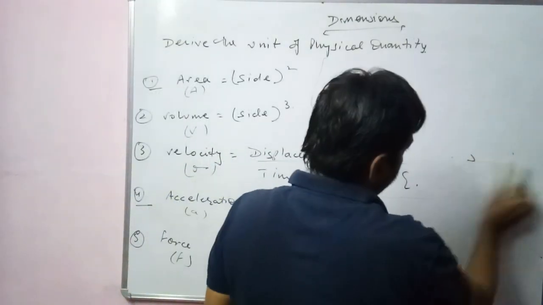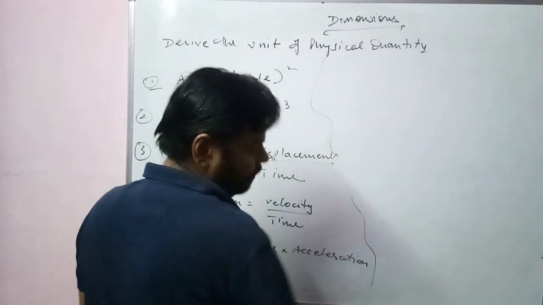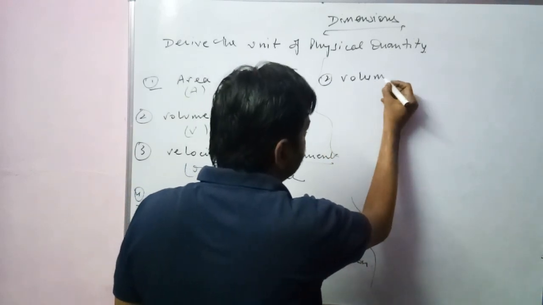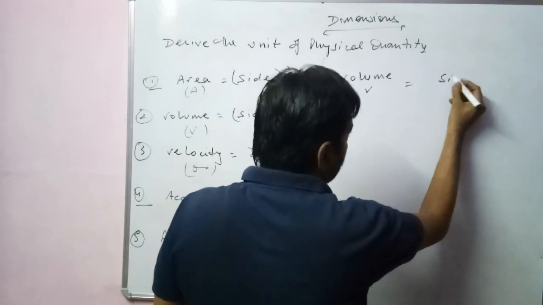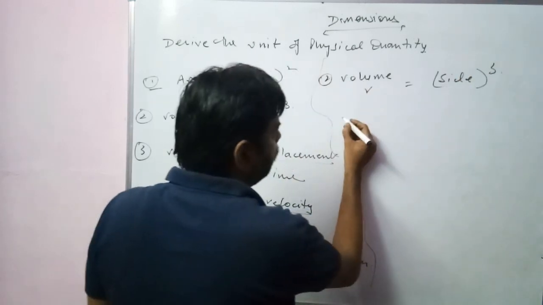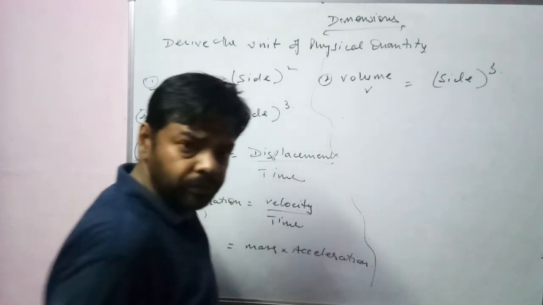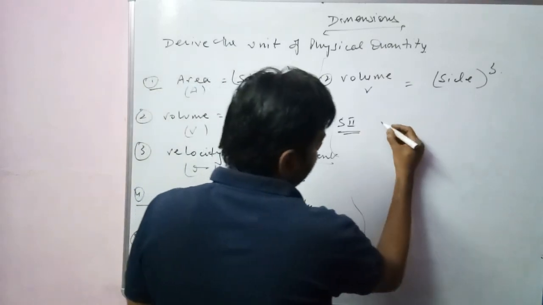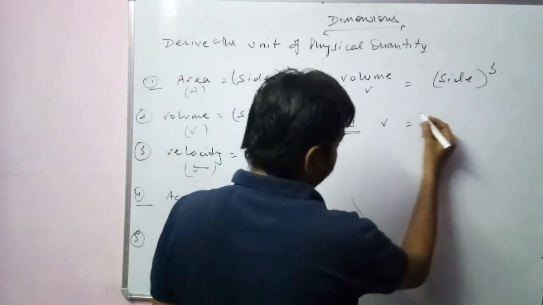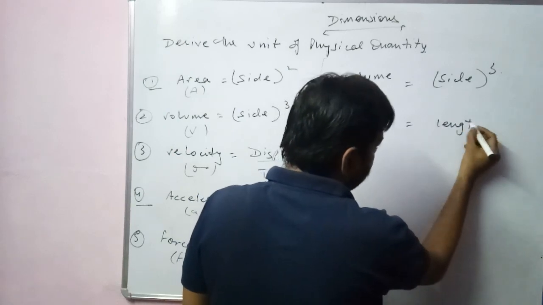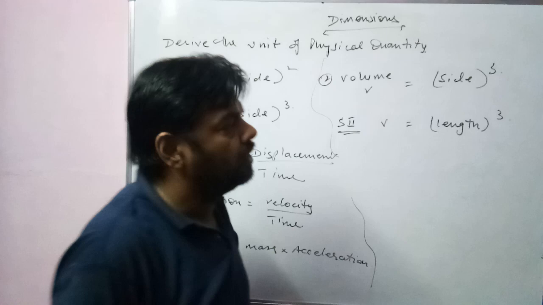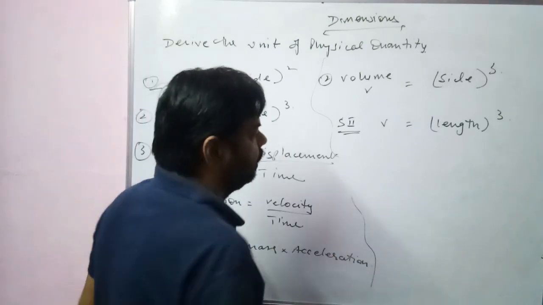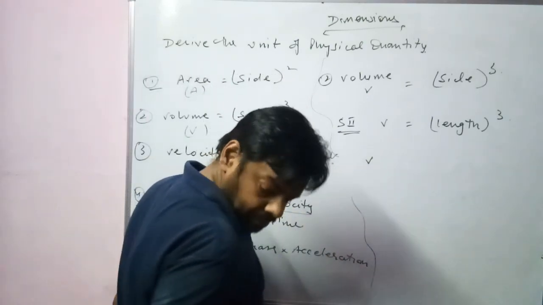Now, the second was volume. Symbol is V, and it is written as side cube. So, students, step 1 is done for you. So, in the step 2, volume V is written as length cube. Why? Because the side belongs to length. It does not belong to mass, it does not belong to time. Then the step 3.